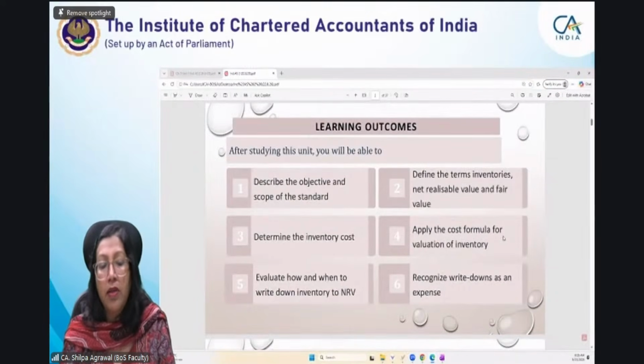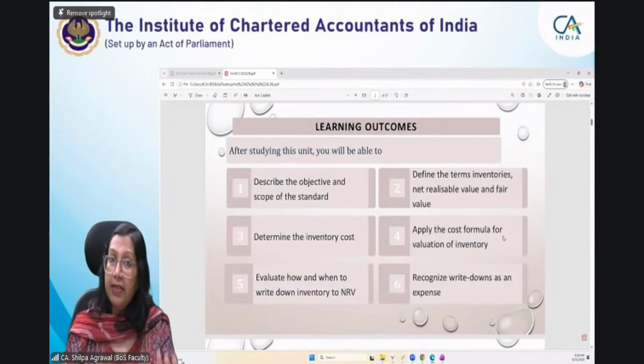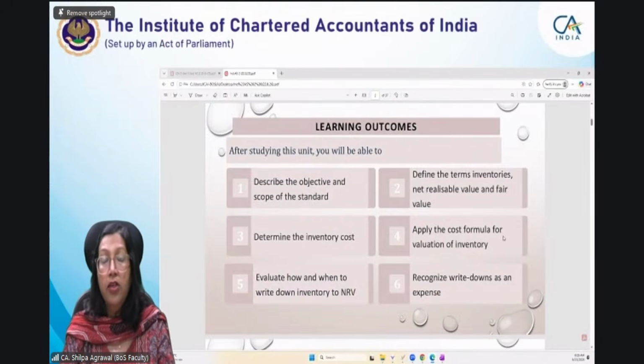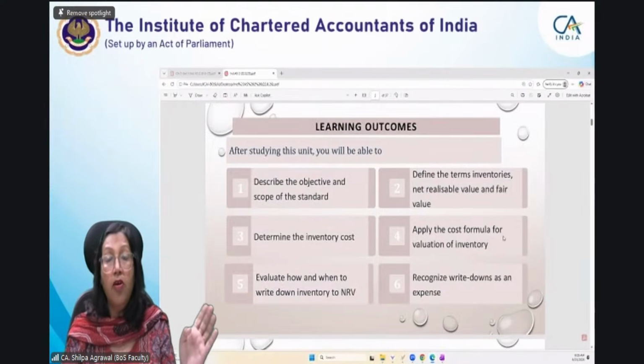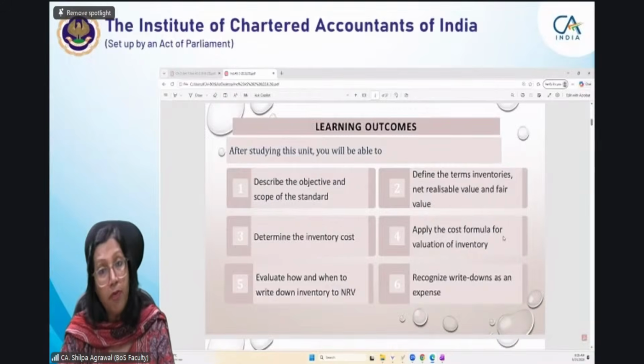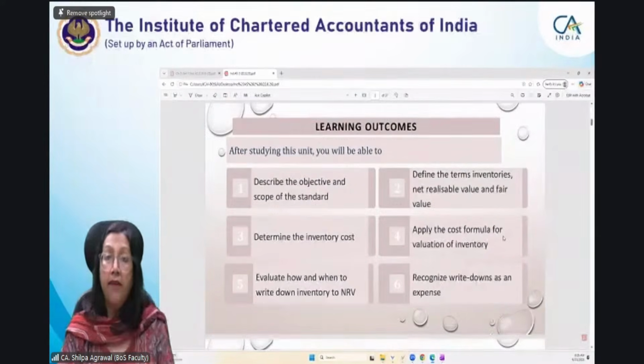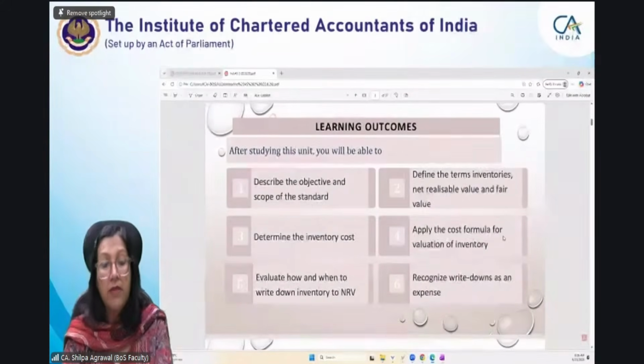Now the learning outcome. After understanding this standard, you will be able to understand the objective and scope of formulating this standard. Why this standard? Why is there a separate standard on inventories? What is the purpose? What objective are they going to meet by formulating the standard, or what objective are you going to achieve after studying this standard?